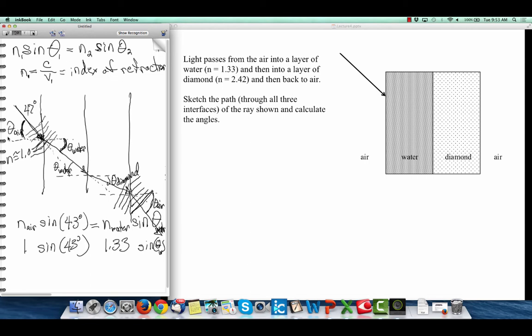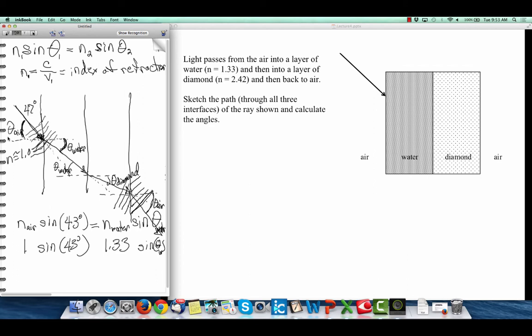Just because these interfaces are all parallel to each other, it ends up in the same medium that it came out of. If they weren't parallel, then the light wouldn't come out at the same angle. It would come out at some different angle, which we'll see in a second. Any questions on that?